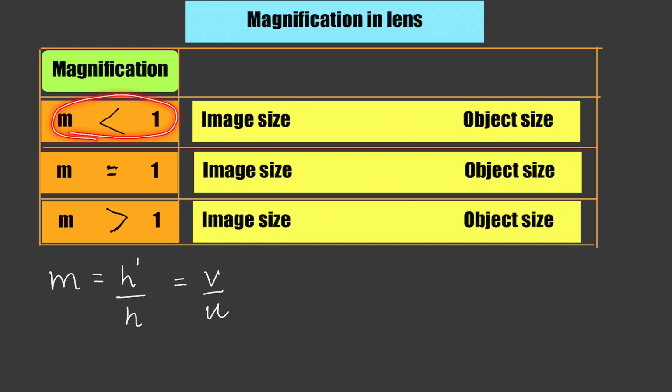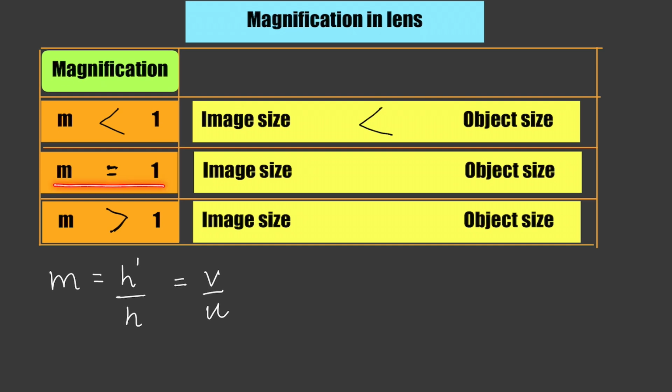When magnification is less than 1, what would be the image size and object size? When magnification is equal to 1, what could be the relation between the image size and object size? That is the comparison between the image size and the object size. Same way, when magnification is greater than 1, what could be the comparison between the image size and the object size? So, when magnification is less than 1, image size is less than the object size.